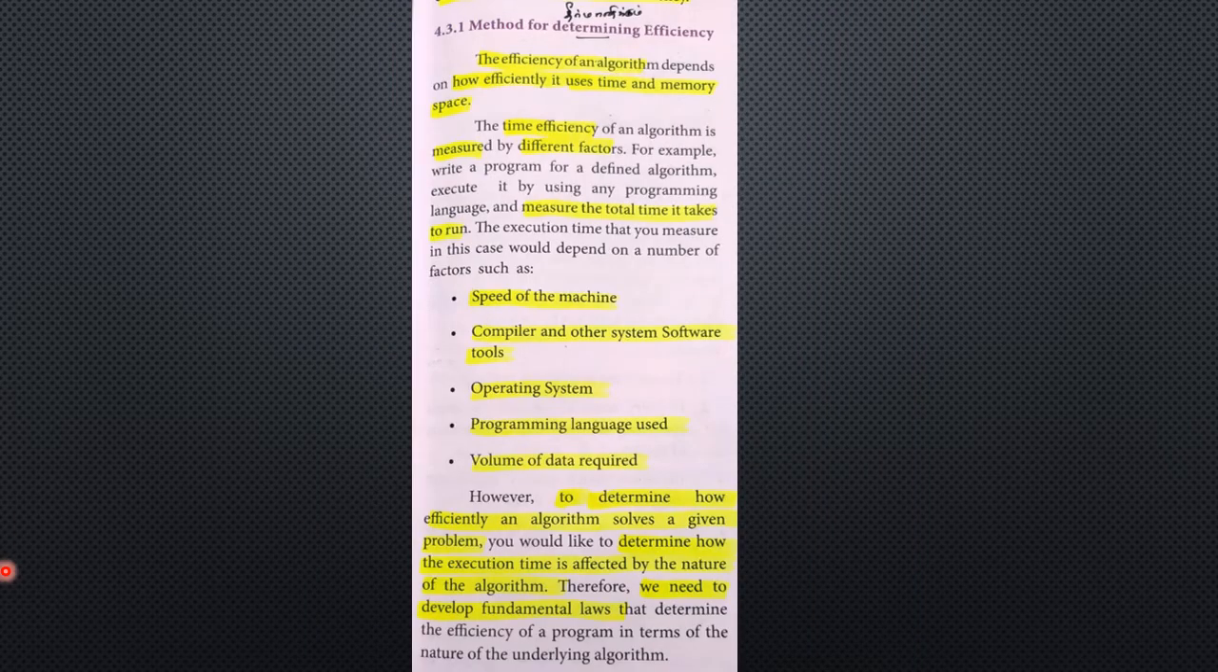Next we can see the method for determining efficiency. Efficiency is the ability to perform well. So the first point is how efficiently the algorithm uses time and memory space, how the time and the memory are used for that particular algorithm.